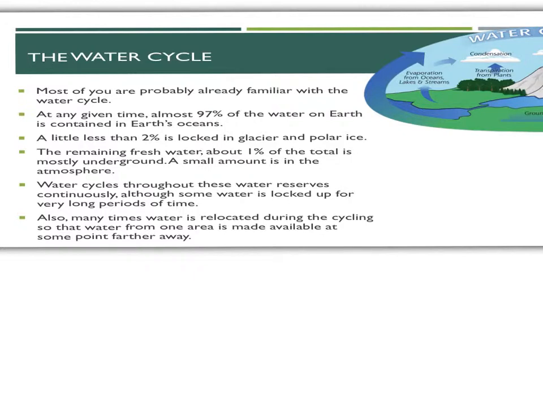Of the remaining, only 2.5% is fresh water. And then of that, most, about 2%, is locked in glacier and polar ice. And so we're left with about 1% of fresh water that living things can access. And of that, some of it is locked in the atmosphere.